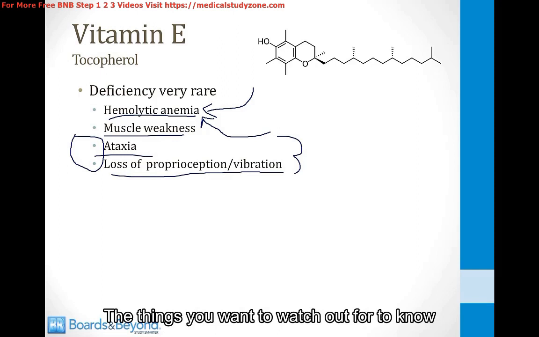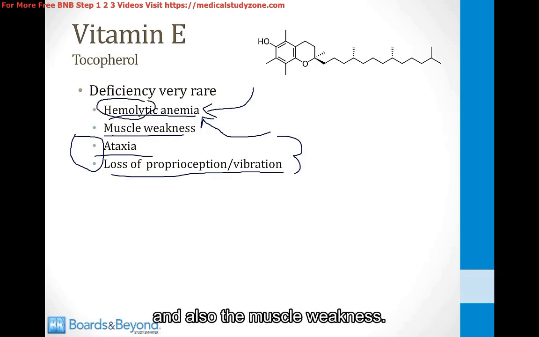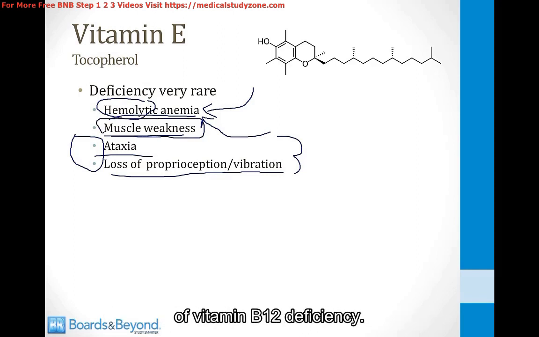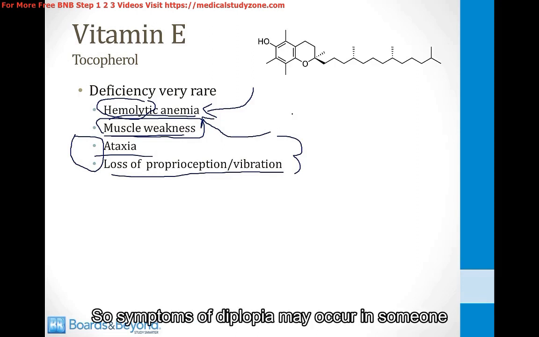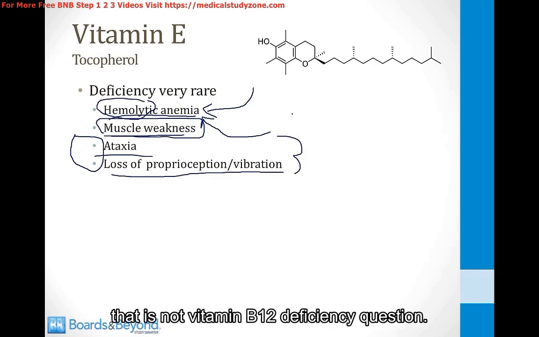The things you want to watch out for to know that you're dealing with a vitamin E deficiency is a hemolytic anemia and also the muscle weakness. The muscle weakness is usually not a feature of a vitamin B12 deficiency. Sometimes it involves the eyes because the eyes have very small muscles and they are sometimes the first to develop the symptoms of weakness. So symptoms of diplopia may occur in someone who is vitamin E deficient, and that will tell you that it is not a vitamin B12 deficiency question.